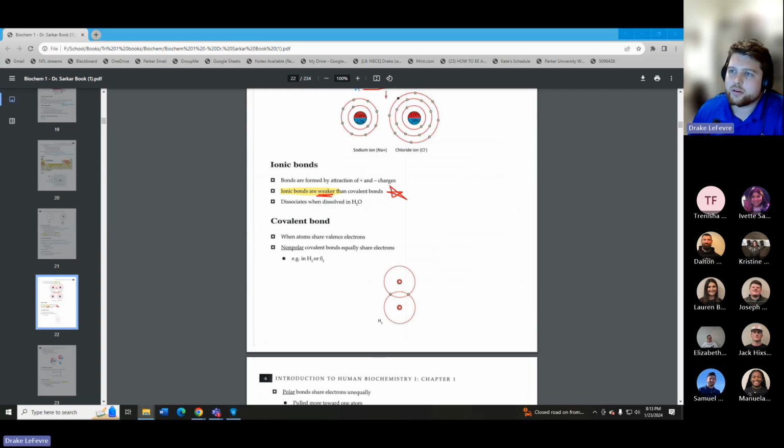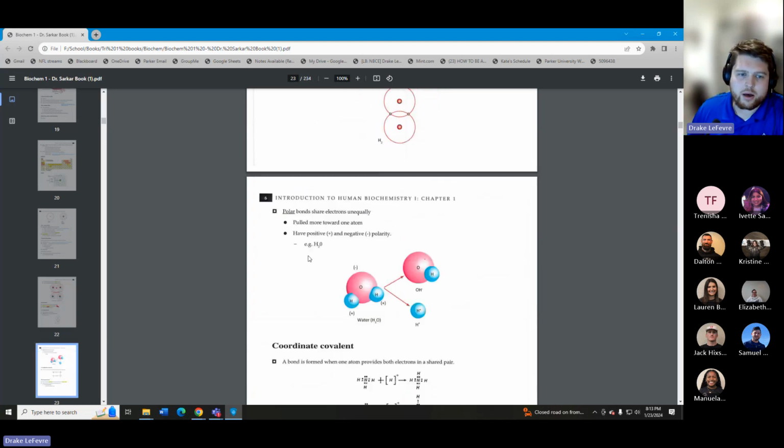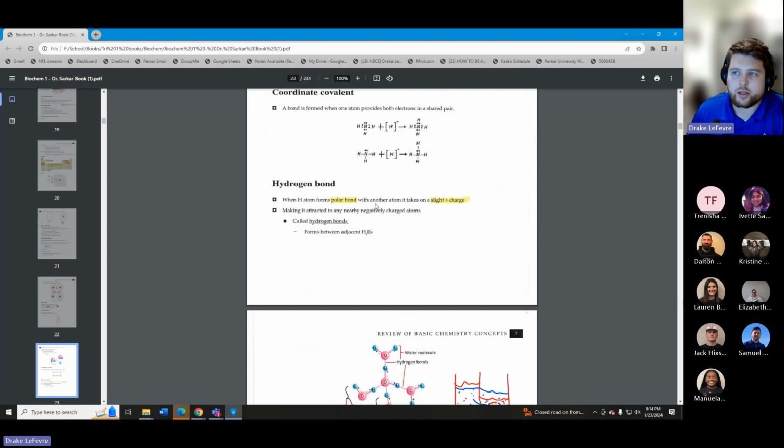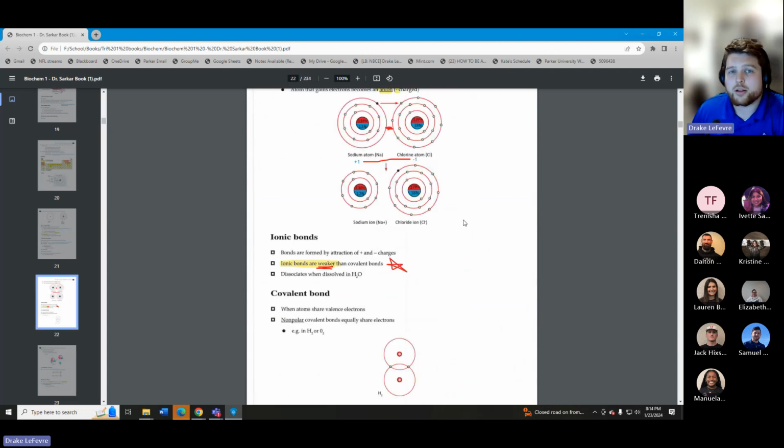Let me pull this up. I don't know why it opened up in Google Chrome. Important stuff to remember, let's see, open with Microsoft Edge. There we go. Some of the stuff you want to focus on: understanding differences between ionic bonds, covalent bonds, and hydrogen bonds. What the difference is between those, what kind of things form those bonds.